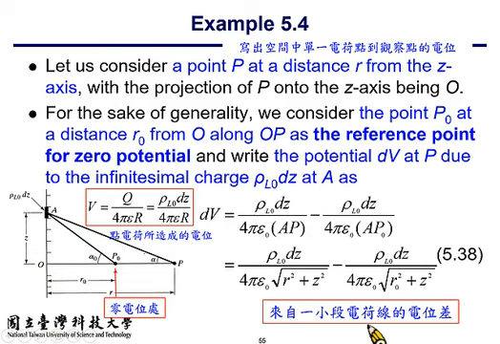Okay, in this slide, suppose the zero potential reference is placed at P sub 0 over here.